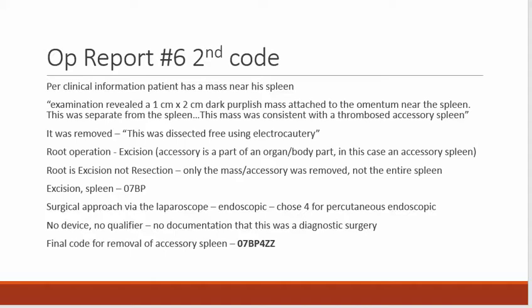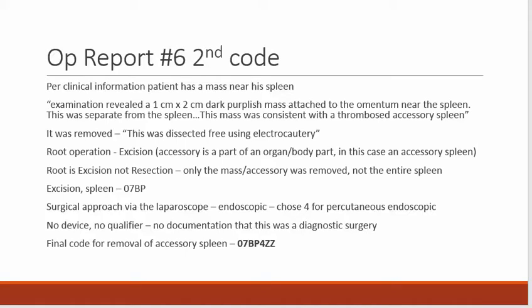So this accessory spleen is part of the spleen. It's not the entire spleen, it's an accessory, like an extra area of spleen. In this case, it's also thrombosed. So because it was just a part of the spleen, it wasn't the entire spleen, the root operation is excision, because only this mass or this accessory was being removed. So we index the word excision, then spleen. We're given 07B as in boy, then P as in Paul.